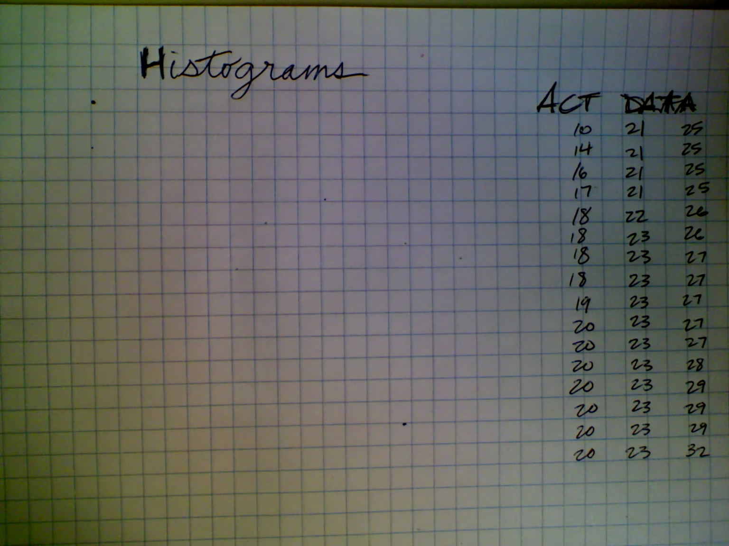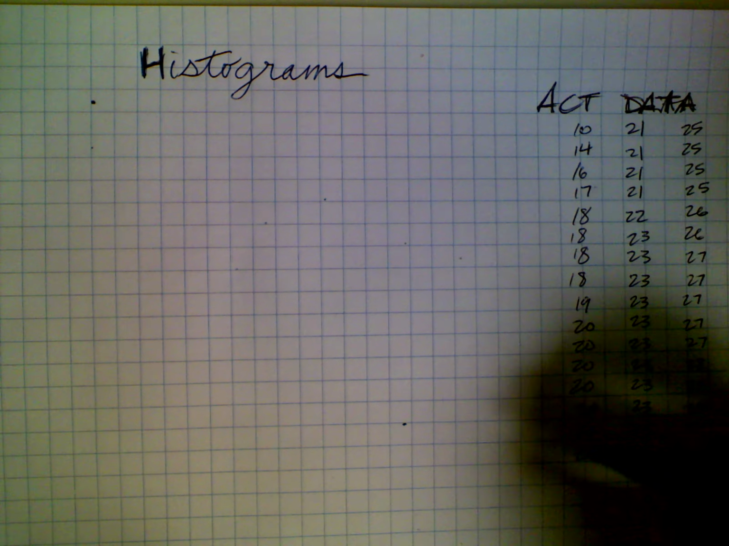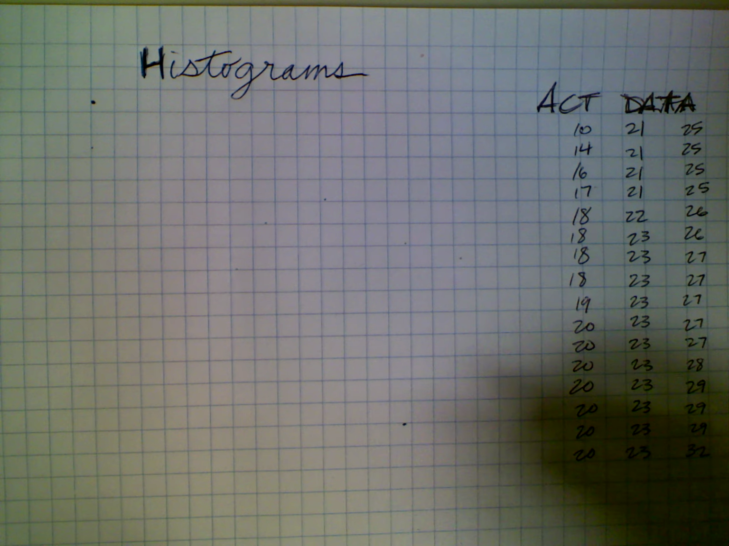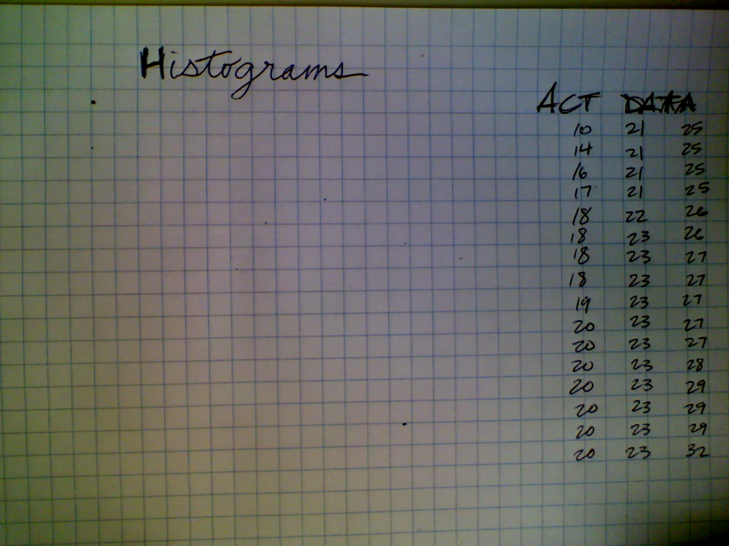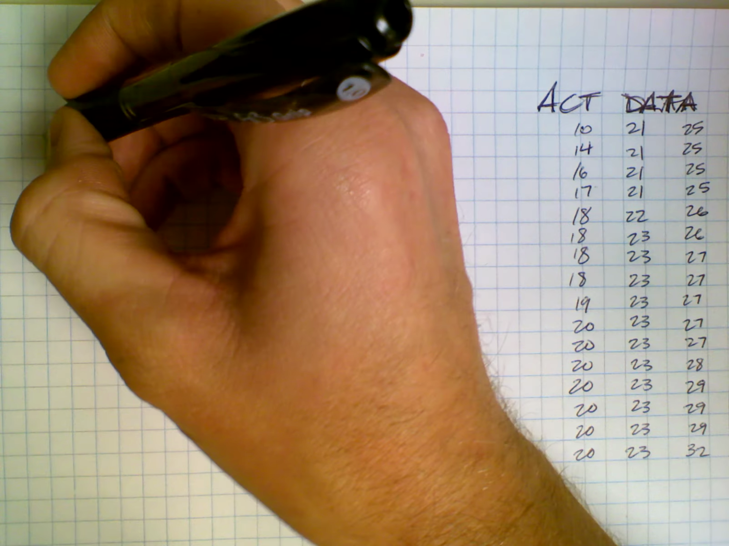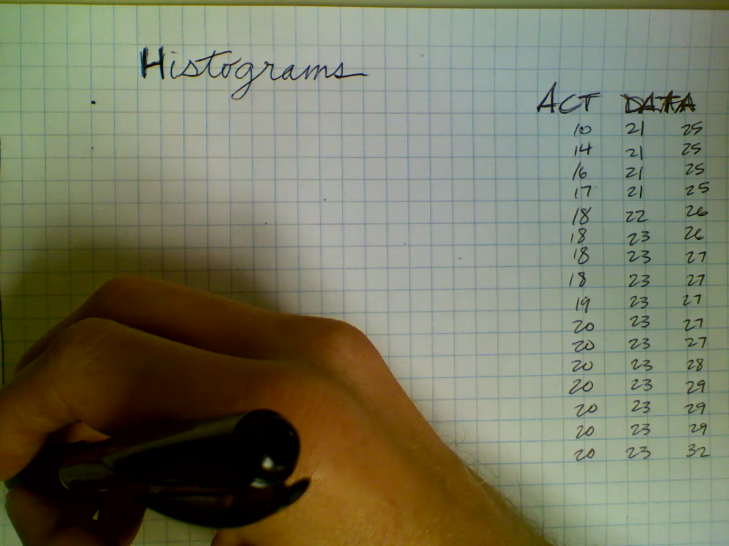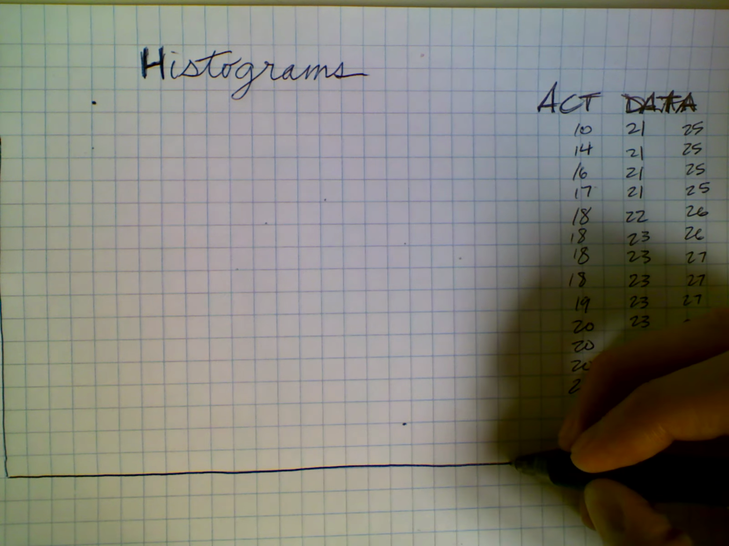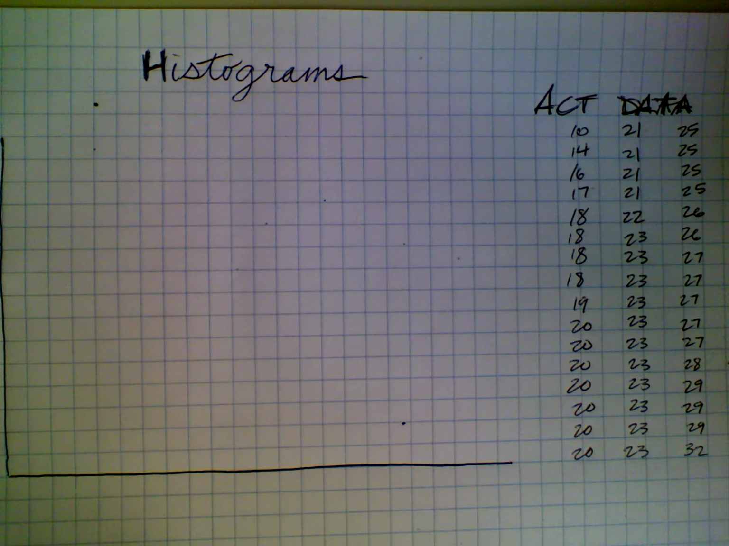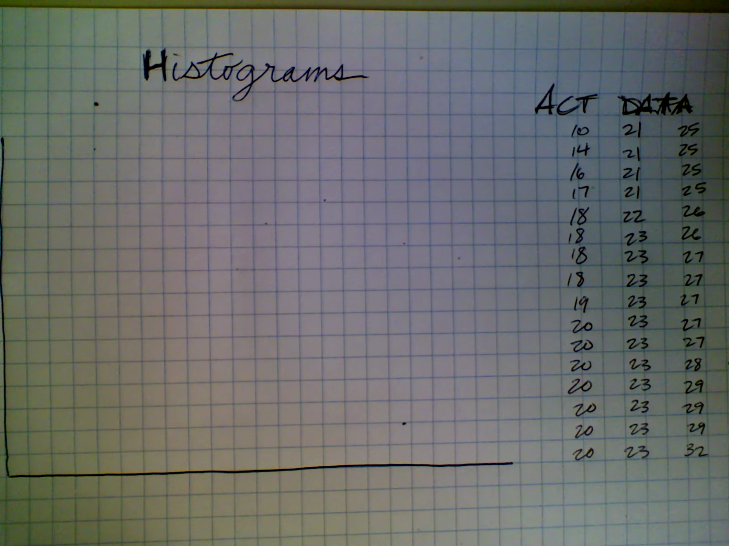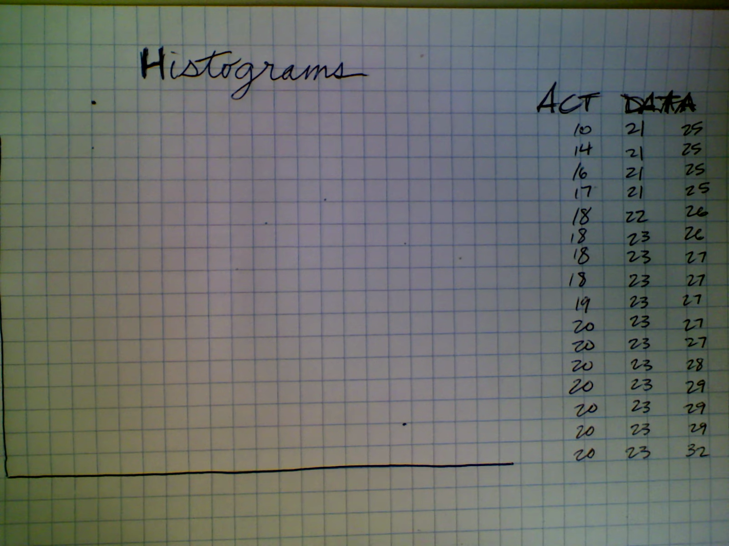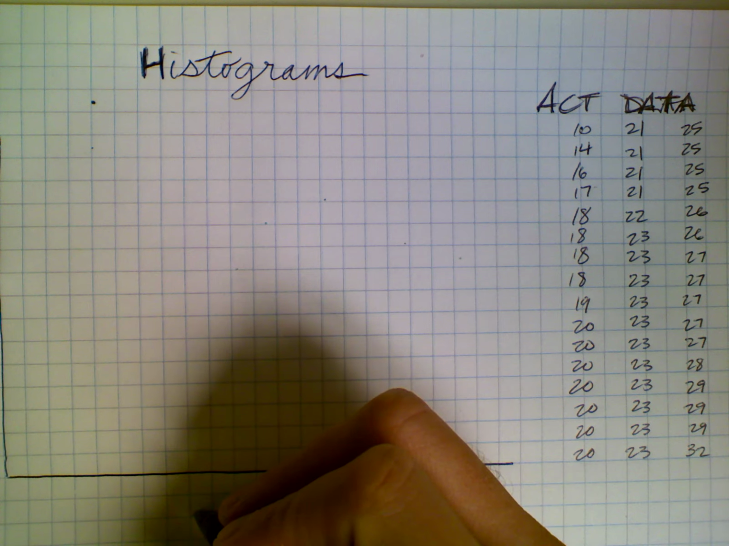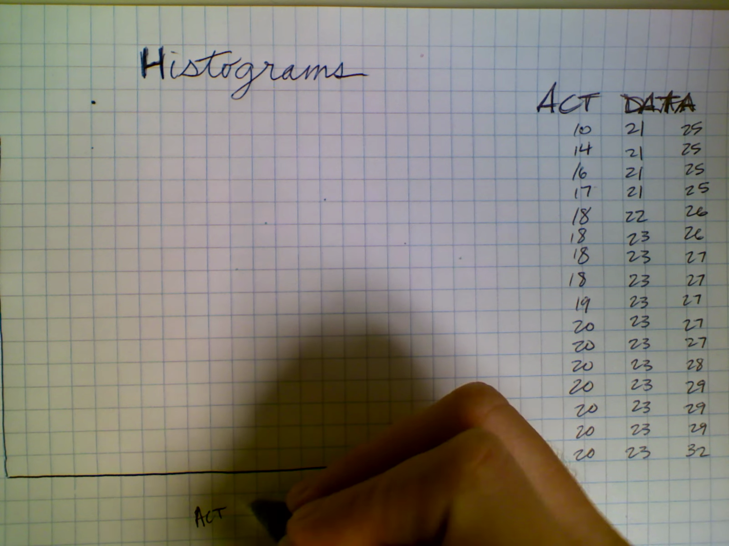So let me set up my histogram first. Just going to get an X and a Y axis. We don't need the negatives, so just the positive sides. Okay, on the x-axis, or the horizontal axis, we're going to have our data. So these are ACT scores.